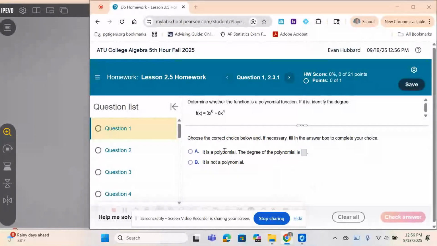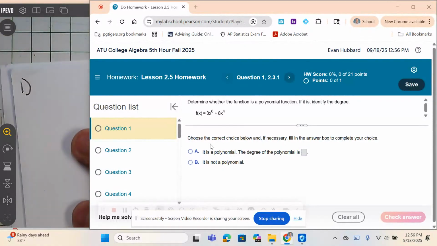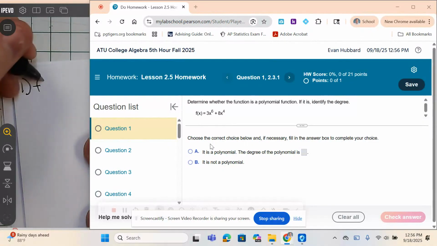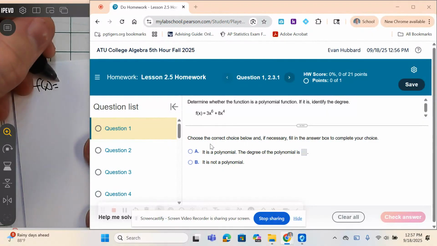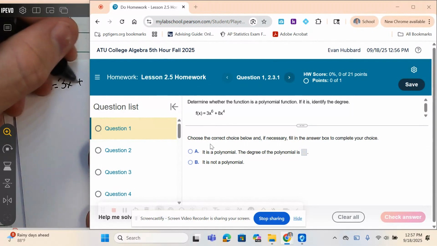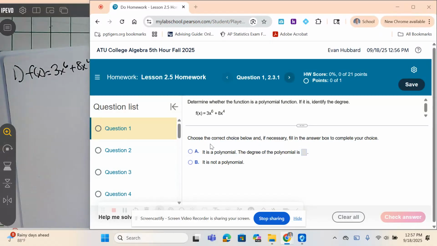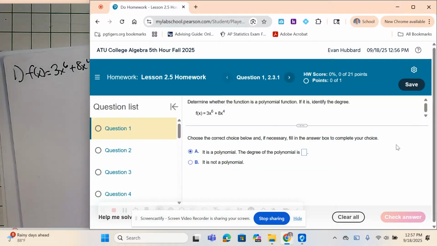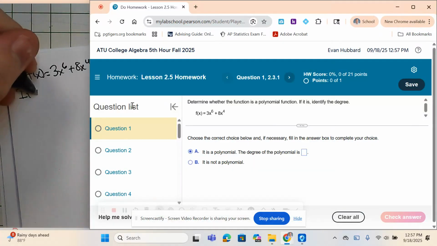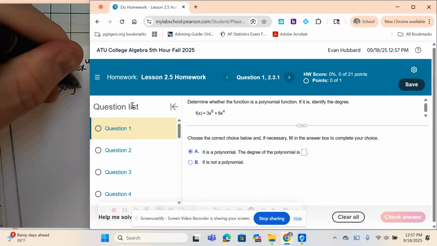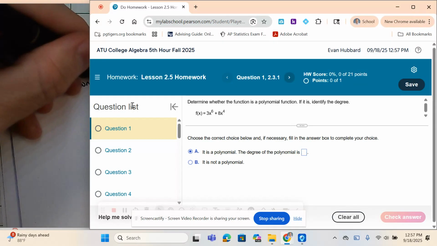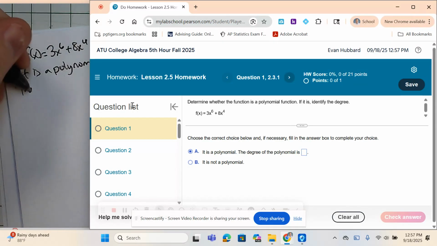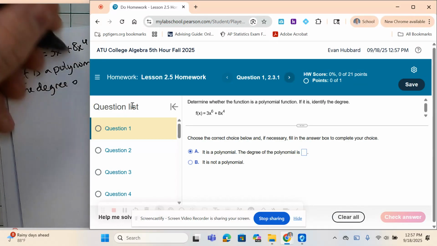All right. Number one, determine if it's a polynomial function. Determine the degree. So f of x equals 3x to the sixth plus 8x to the fourth. This is a polynomial function. It meets the characteristics of a polynomial. The degree of the polynomial is 6. It's just the highest exponent.